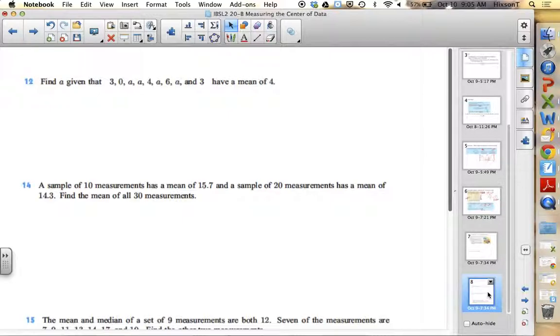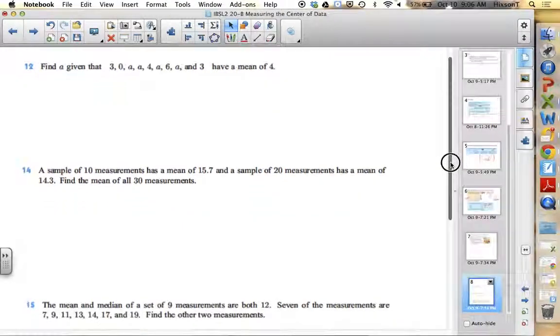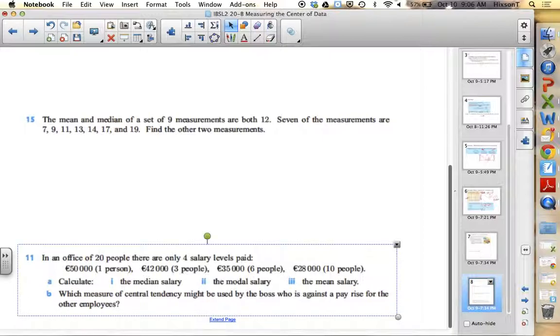14, you'll need to think about a little bit. If 10 measurements has a mean of 15.7, 20 measurements has a mean of 14.3, how would we get the mean of all 30? Okay, kind of thinking your way through that little bit of problem solving there. And then here, if we know both the mean and the median, and there's 2 missing measurements, we can actually figure out what those are by comparing, alright, how do we find a median, how do we find a mean, what would those 2 different measurements have to be, okay?